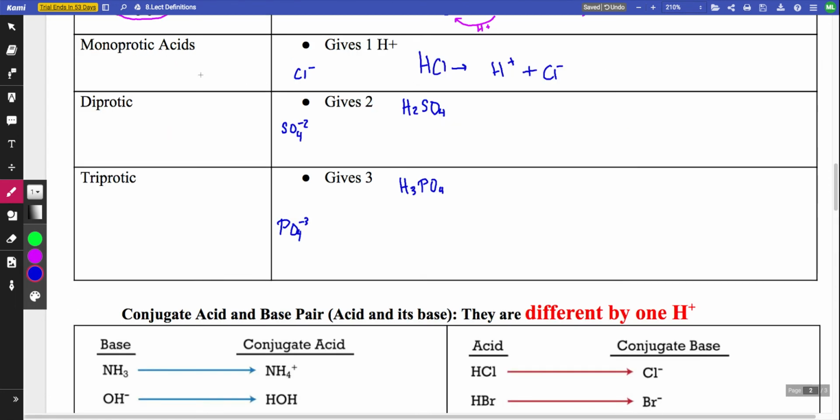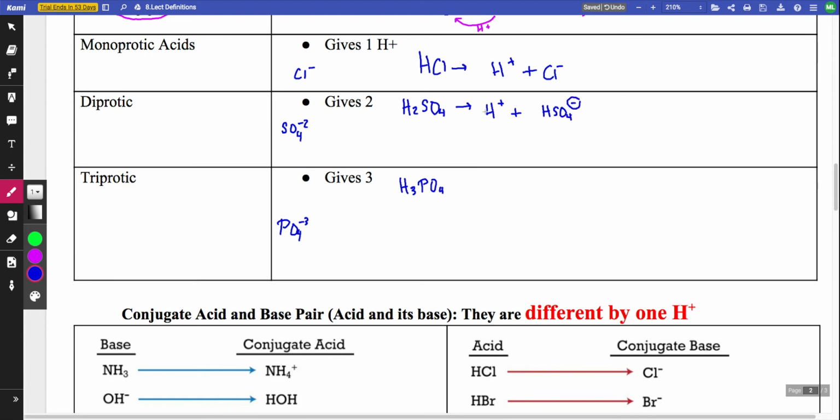So this shows you monoprotic, diprotic versus triprotic acids. Monoprotic gives 1 H, diprotic gives 2, triprotic gives 3 H's. So you're going to write an equation. When you write the equation, remove 1 H first, and what's left over is HSO4-. So make sure that you put the -1.